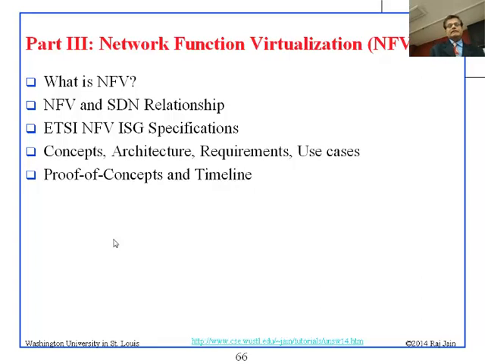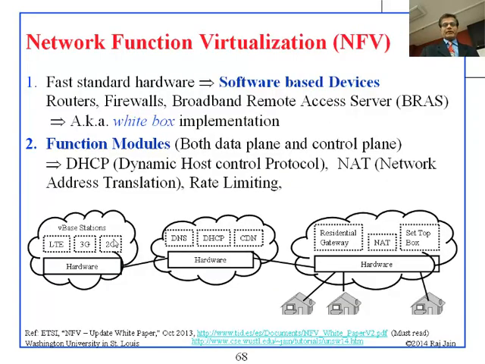So then the next thing that happened is network function virtualization, NFV. I'm going to talk about what NFV is and how it is related to SDN. But the idea in NFV is very simple. The carriers got together and said, well, SDN is taking time, people are not agreeing, and there's so much fight going on. What can we do?